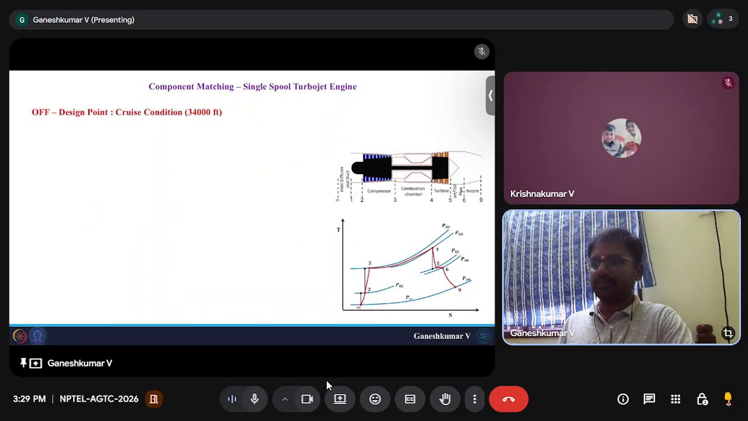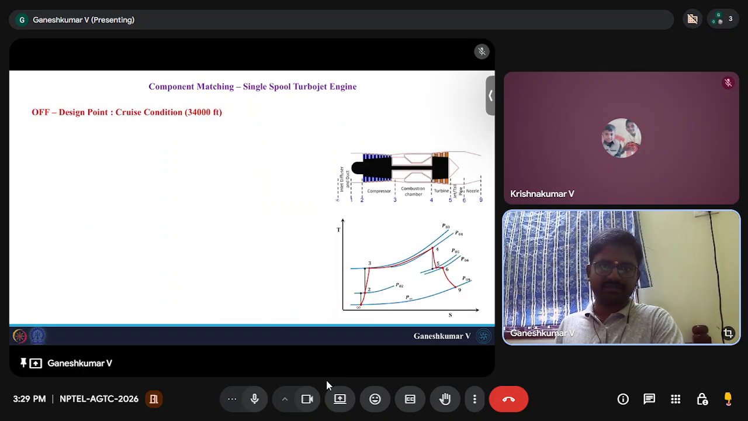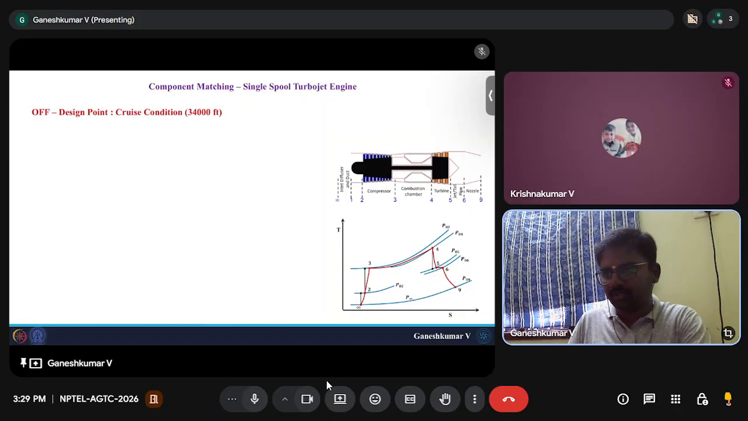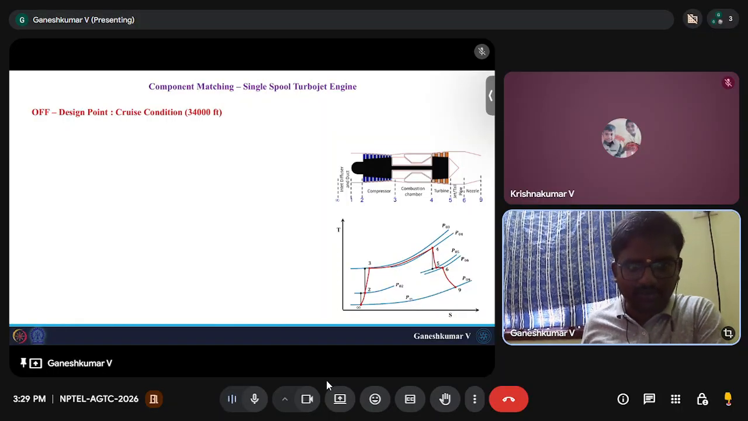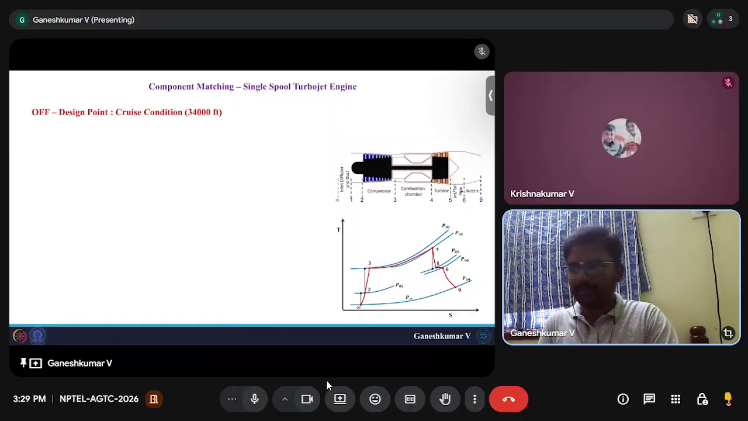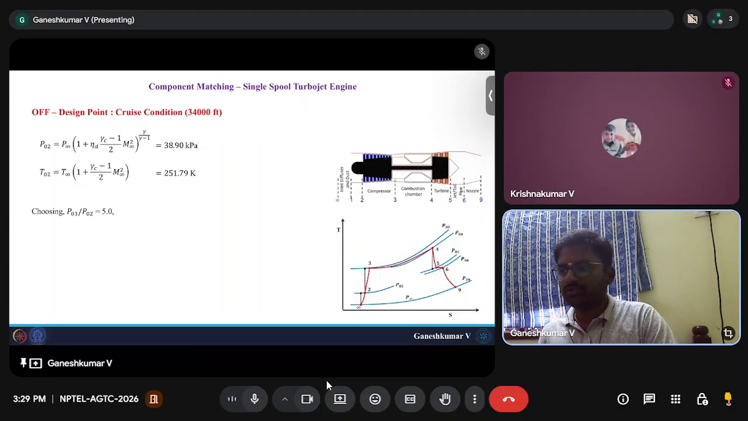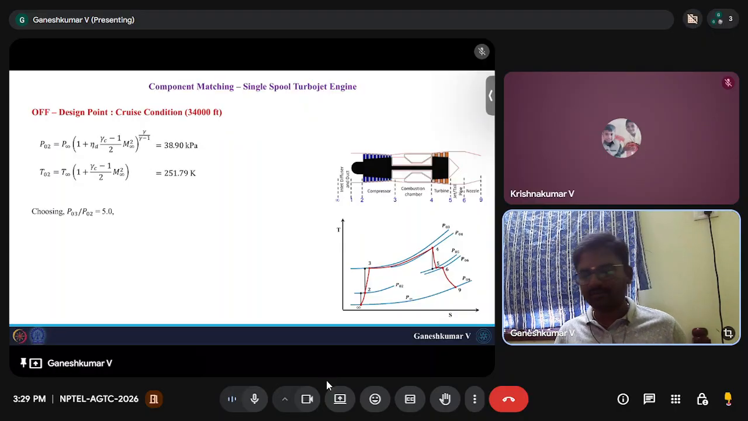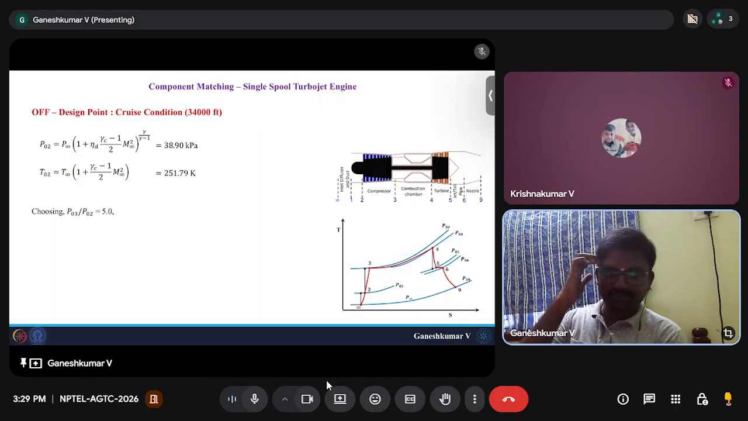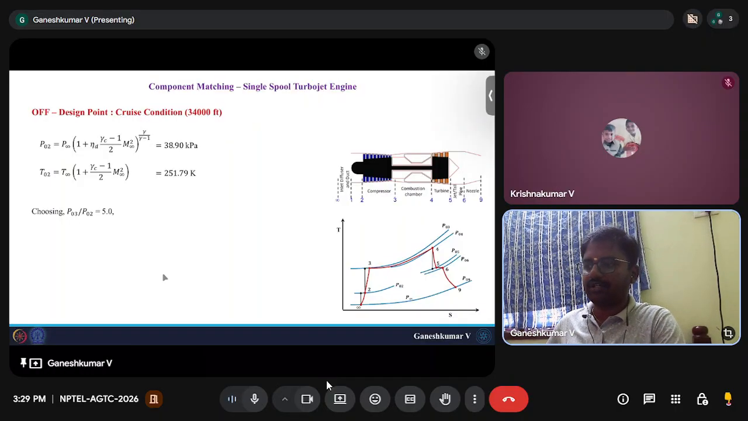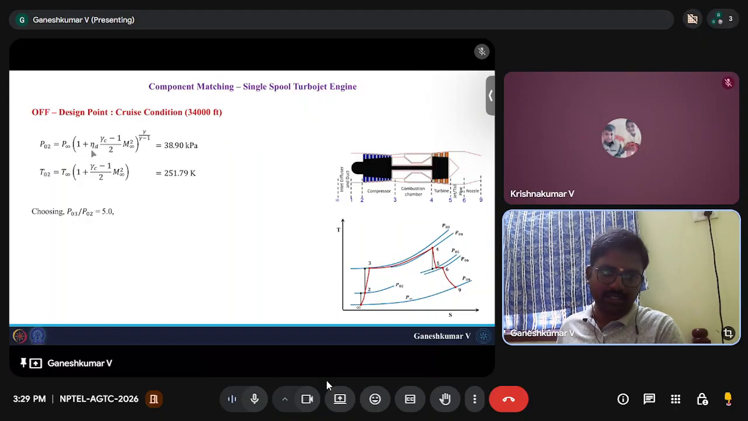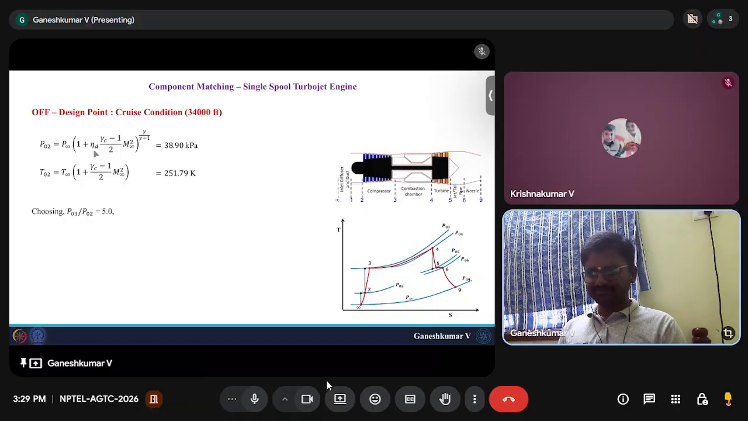So we will do this for the single spool turbojet engine that we took here. The off design point is the cruise condition at 34,000 feet, and P02 is 39.9 kilopascal and T02 is 251.79 Kelvin. I'm not going to go through the details because you already know. I just substituted m dot infinity, gamma C, and eta D here, and P infinity and T infinity are given in the problem.